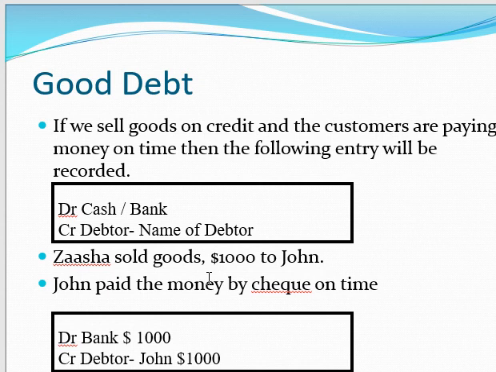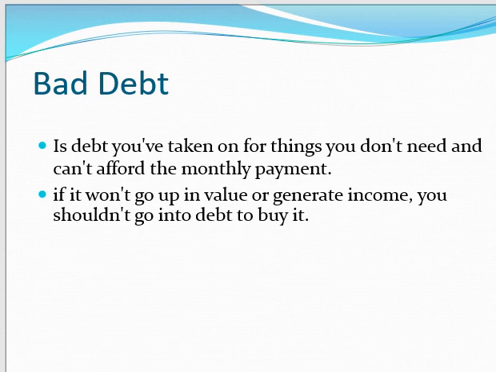Suppose Sasha sold goods on credit to John for 1000, and John is a good customer who pays the money by check on time. If we collect the check, we definitely record it in the bank account. The debit will be bank and the credit entry will be for John. So this is the example for good debt. Now we come to bad debt.